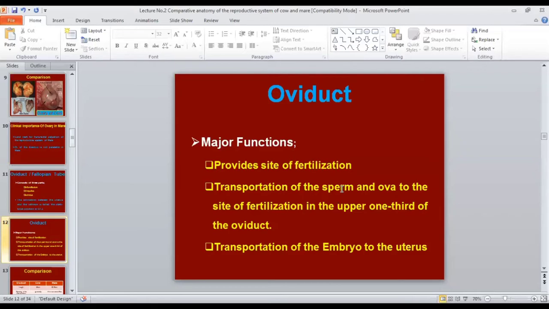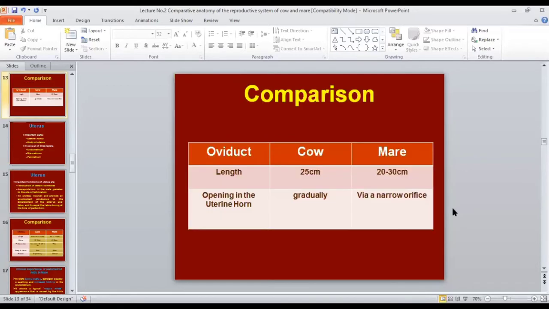Then it also helps in transportation of the embryo to the uterus. As you know, after fertilization, the fertilized egg has to reside within the oviduct for 3 to 4 days, and after 4 days, at the fifth or sixth day, the embryo descends into the uterus. So it helps in the transportation of the embryo from the oviduct to the uterus.